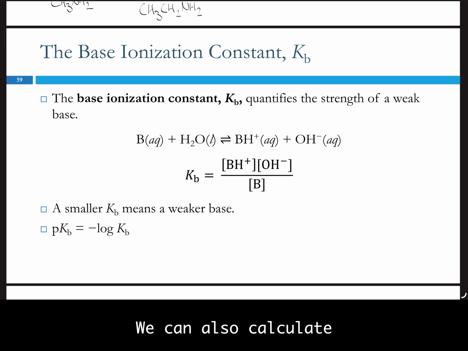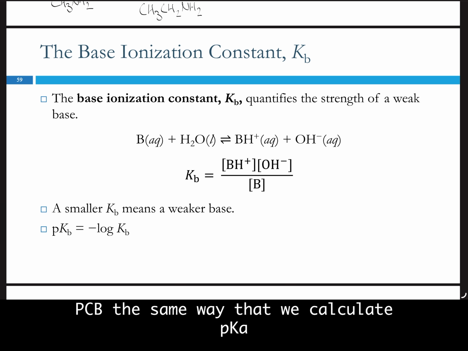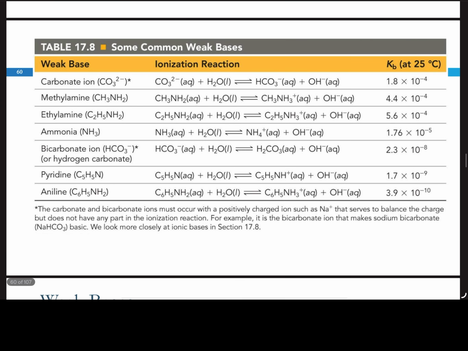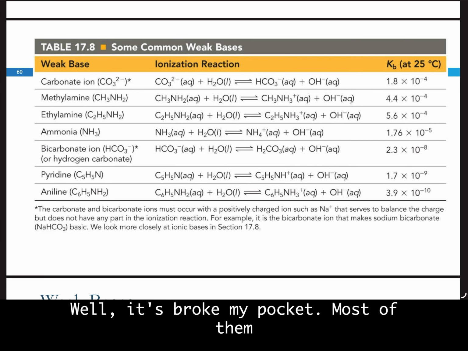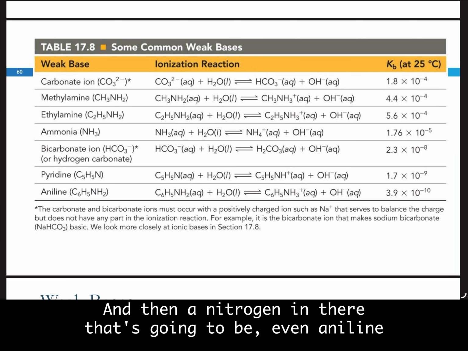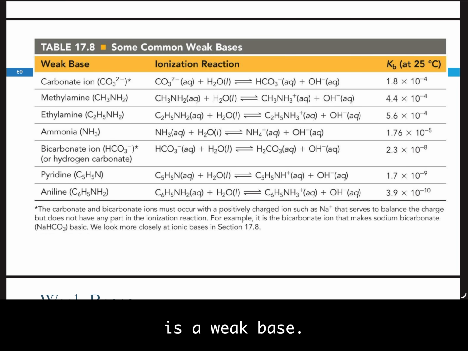We can also calculate pKb the same way that we calculate pKa, or pH, or pOH. It's just negative log. Here's some more weak bases. Most of them, notice, are methylamine, ethylamine, ammonia, even pyridine has nitrogen in it. So it's like carbons, hydrogens, and then a nitrogen in there. Even aniline is a weak base.